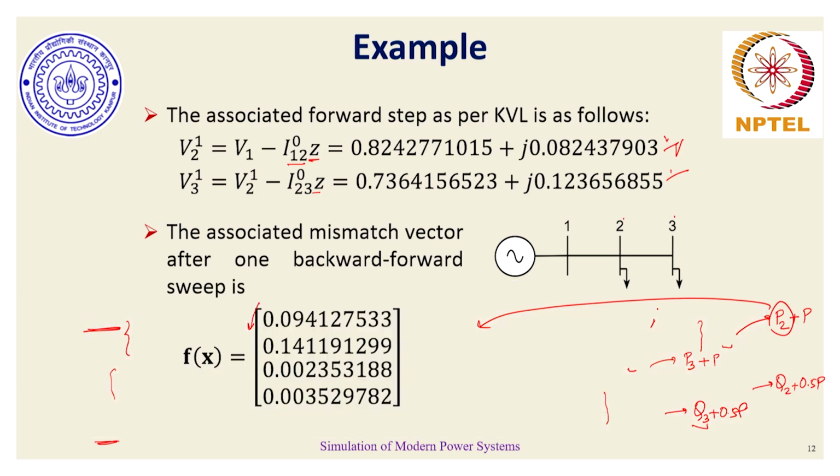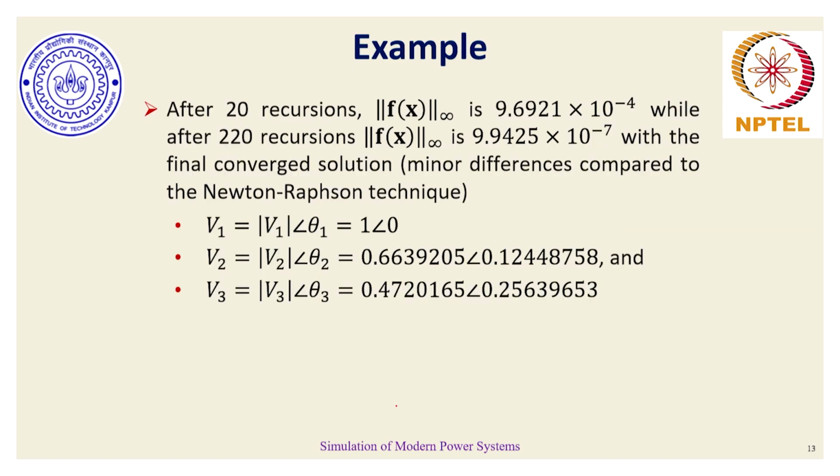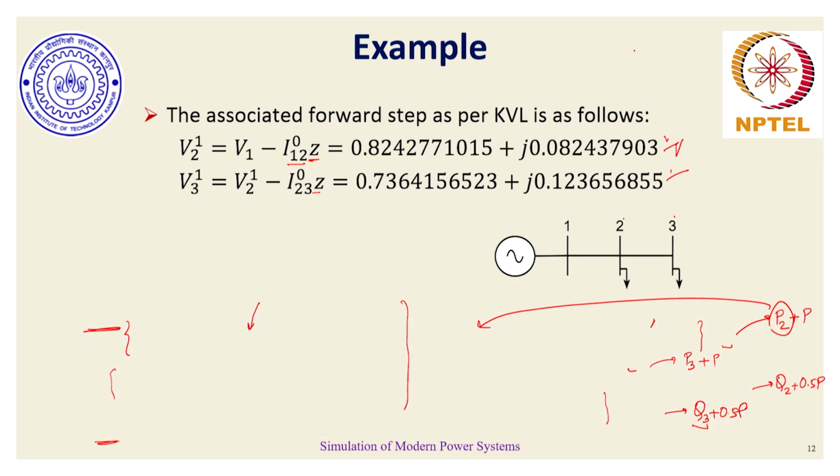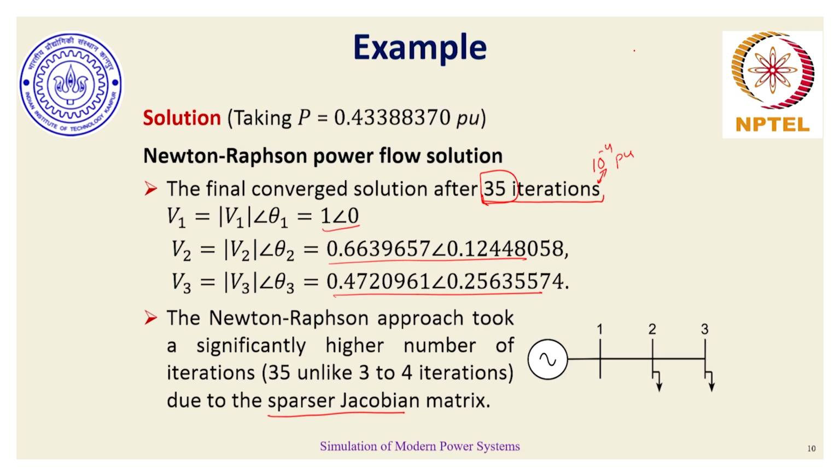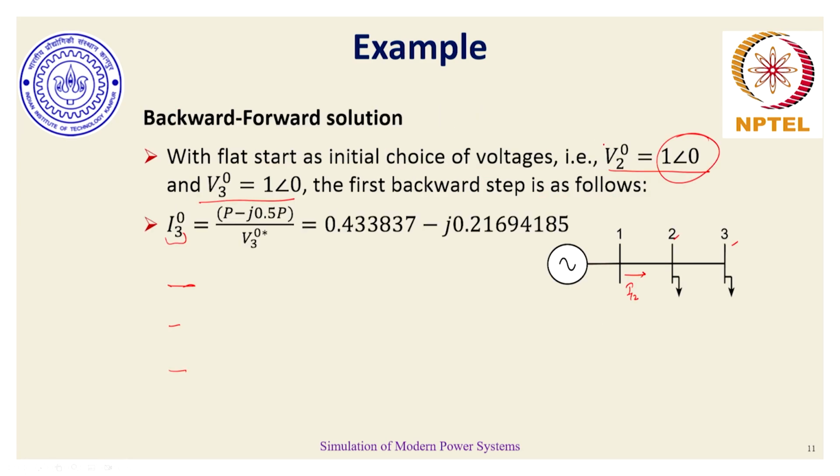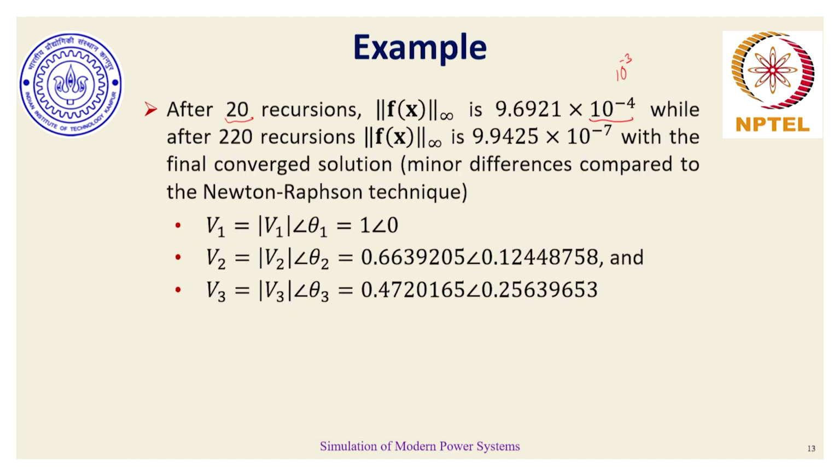equations. So, if the same is done for one iteration of the backward-forward method, then this is the value of f of x, which after 20 recursions becomes less than the tolerance that was chosen. So, the tolerance in this case is I think 10 power minus 3. The same would be the case in the Newton-Raphson technique also. With 10 power minus 3 tolerance, the iterations are 35, whereas in the backward-forward method, it converges in 20 recursions with a tolerance of 10 power minus 3.